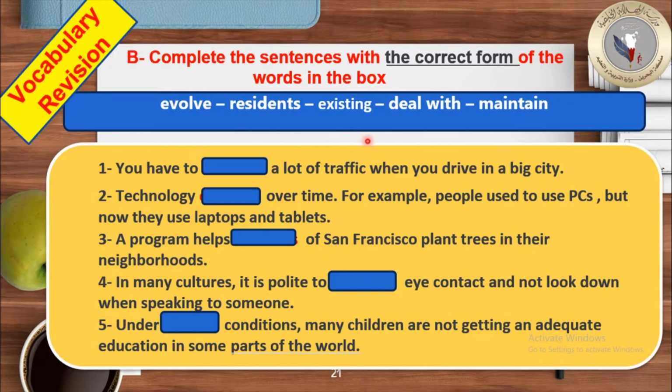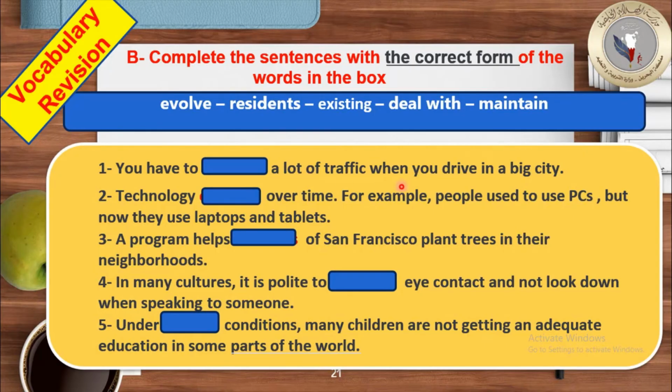But there is a very important note I want to focus on, which is to put the correct form of the words when you put them in the sentences. Don't only put the word in the space and go away to the second sentence. No, after you choose the correct one, you have to look carefully: is it in a correct form or not?